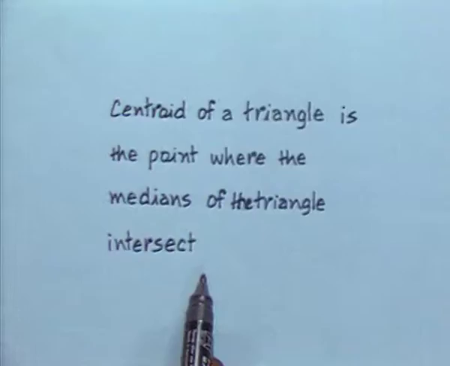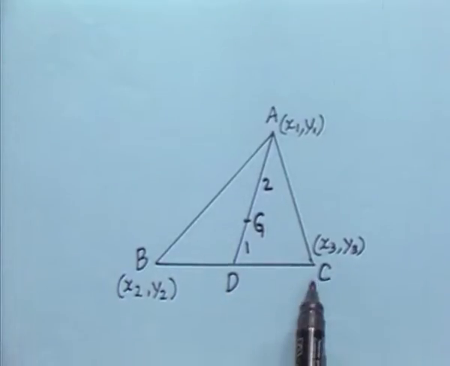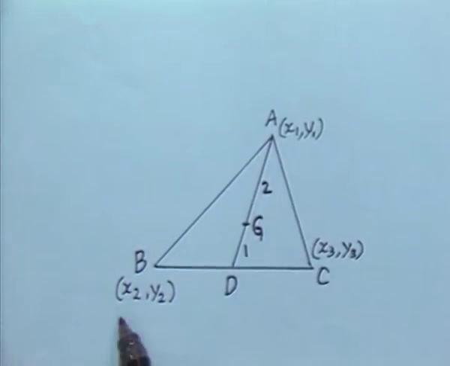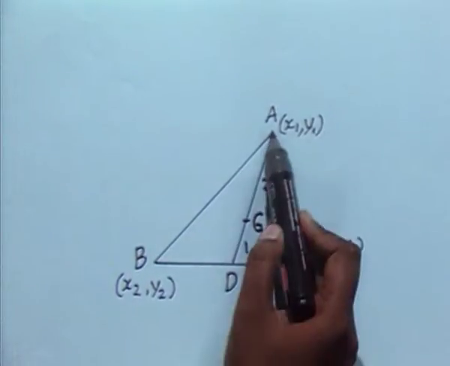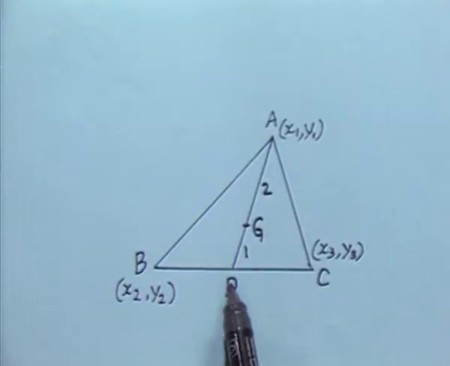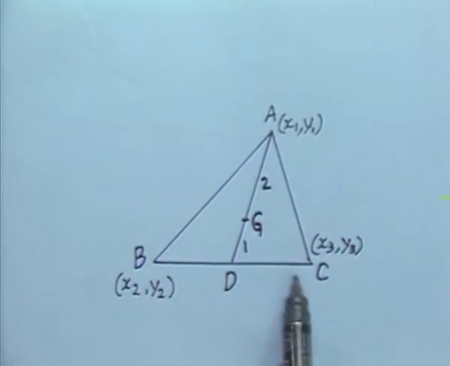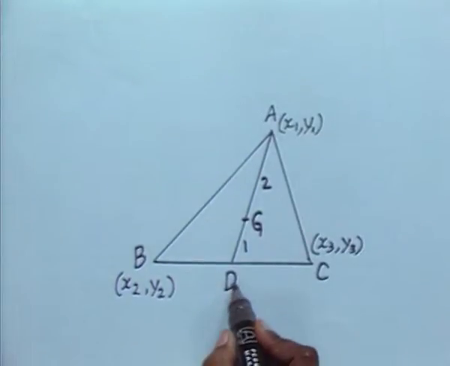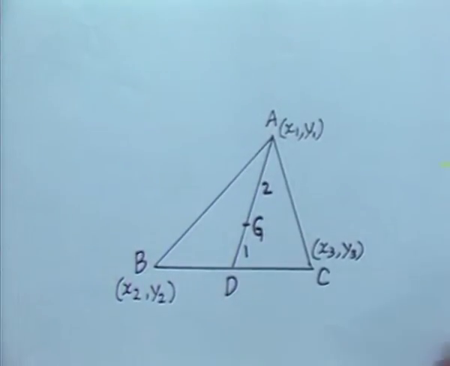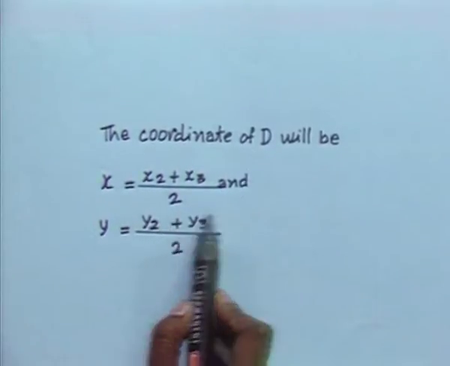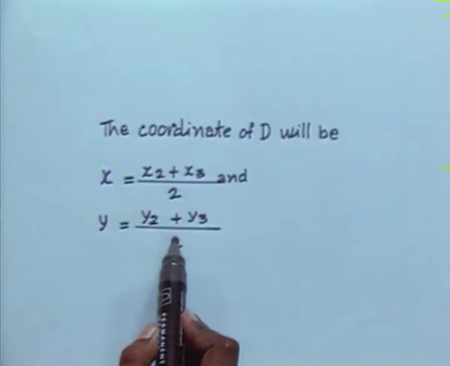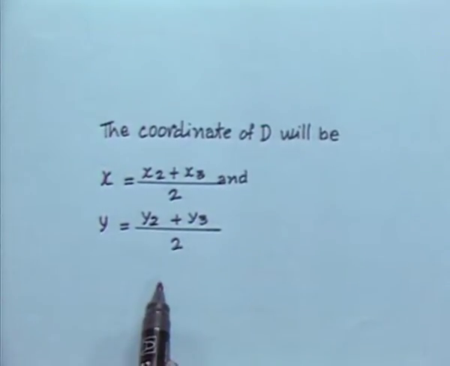Yes, madam. Centroid is the point where the medians of a triangle intersect. Consider a triangle ABC with vertices (x1, y1), (x2, y2) and (x3, y3). Let AD be one of its medians. Then, since D is the midpoint of BC, the coordinates of D will be ((x2 + x3)/2, (y2 + y3)/2).